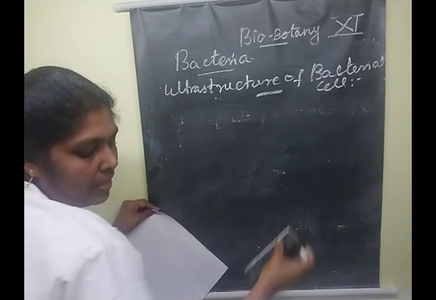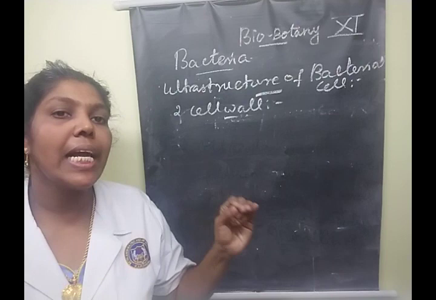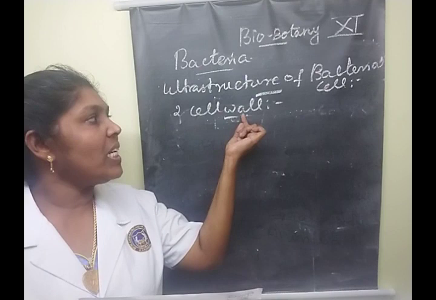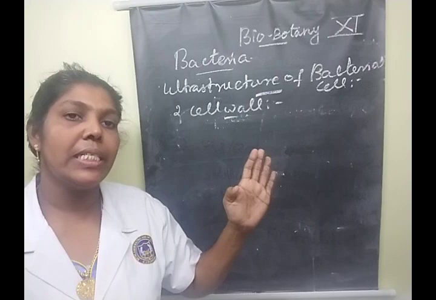Cell wall. The second layer is the cell wall region. The cell wall is granular and rigid in nature. What is the major function of the cell wall? It provides protection and gives a definite shape to the cell.